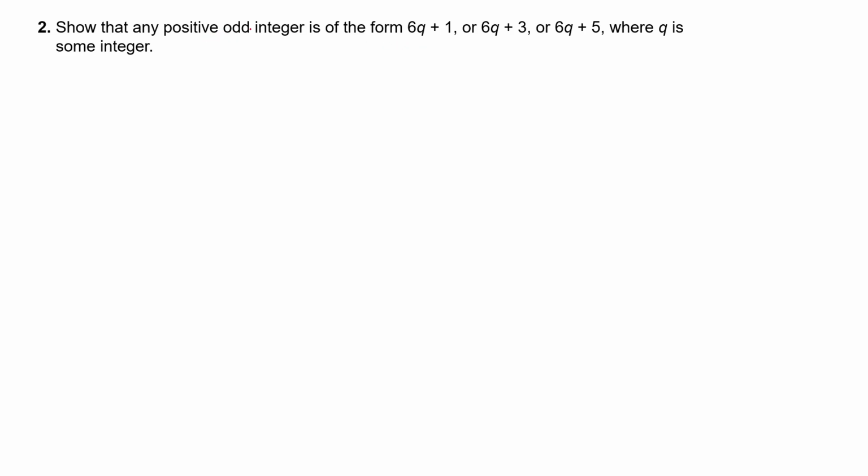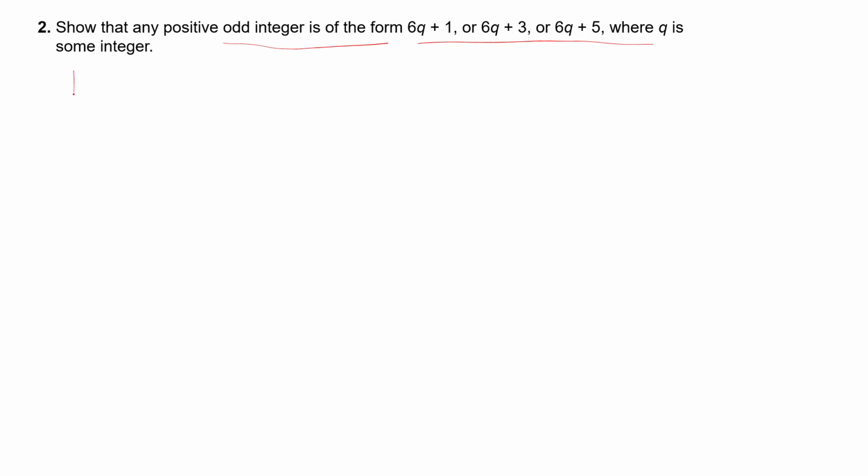Okay. Show that any positive integer is of the form 6q plus 1, 6q plus 3, or 6q plus 5, where q is some integer. Okay, so this I have solved as an example problem in my first video. If you have not seen it, I am explaining again, but please do see it once. And this is very easy, and all the questions are of the same pattern only.